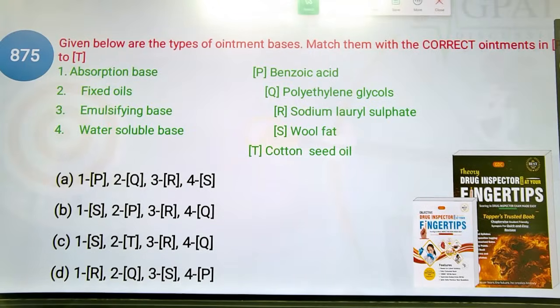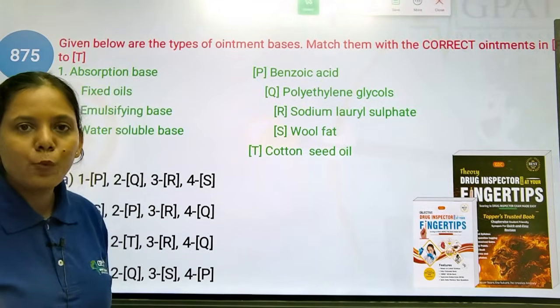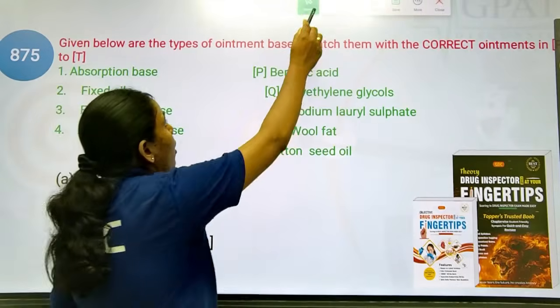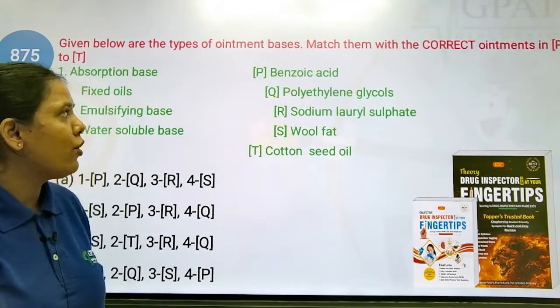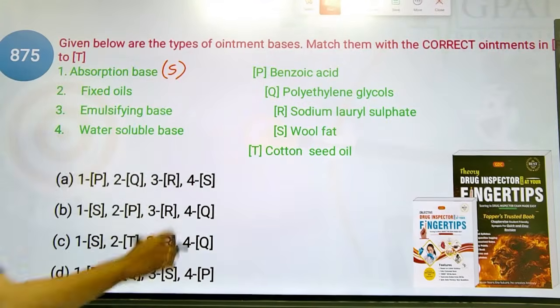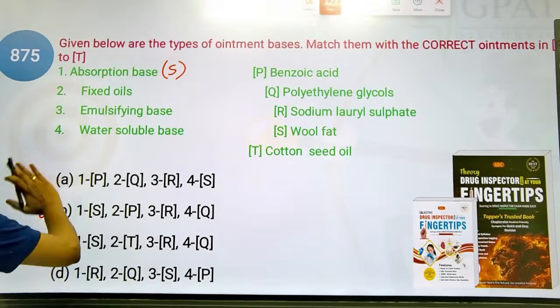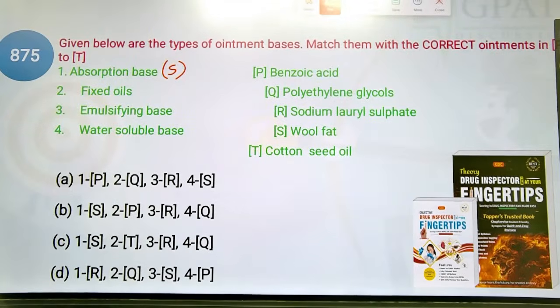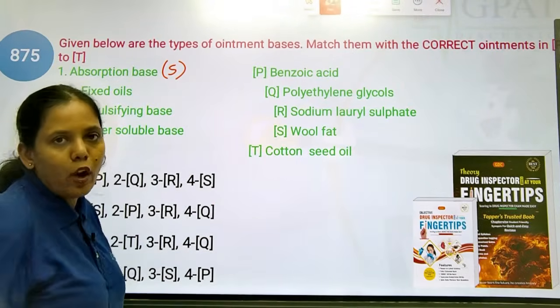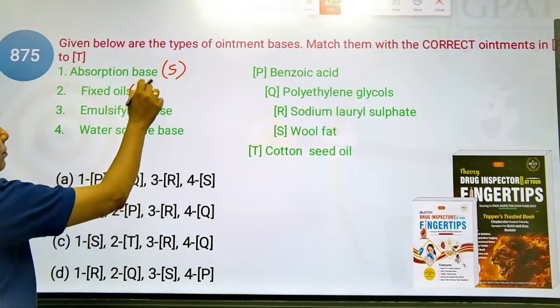Chalo, shall we solve? Absorption bases. Just now we have seen the example of absorption bases, beeswax, wool fat, right? So, where is that? Benzoic acid is not there, polyethylene glycol, wool fat is there. So, S is the right answer for first. Either your B or C will be there, but we will see. Next is your fixed oil. In this, which one is fixed oil? Cottonseed oil. Only one oil is there, so T is there.